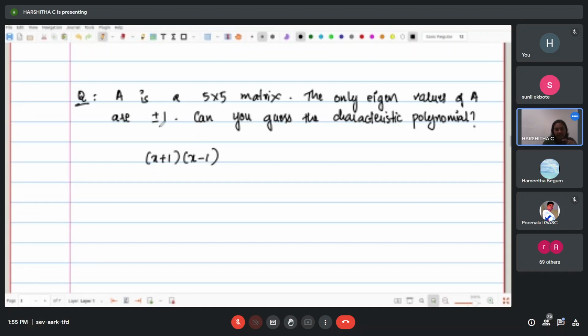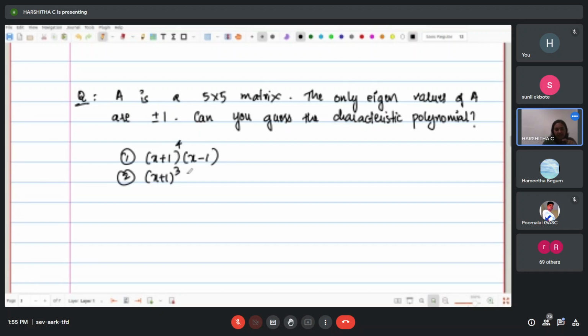So when we say these are all the eigenvalues, all we are saying is that these roots are appearing with some multiplicity, and how many times each of these roots is appearing we have not mentioned, right? So it can be any of the possibilities. You cannot guess exactly what the characteristic polynomial is, but you can say that the characteristic polynomial has to be one of these.